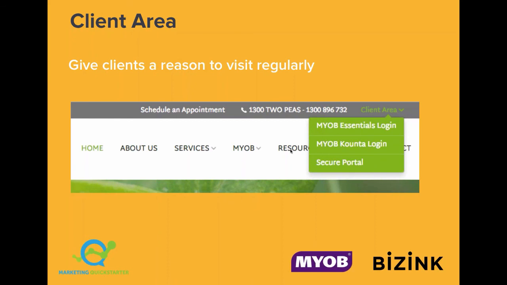You've got those logins to the software, the login to the MYOB portal. Make your site the destination for people's accounting, bookkeeping, logins, stuff that they do like that, and it's a reason to keep them coming back to the website, and then they can engage with you in different ways. That's a real simple thing that you can add to your site.